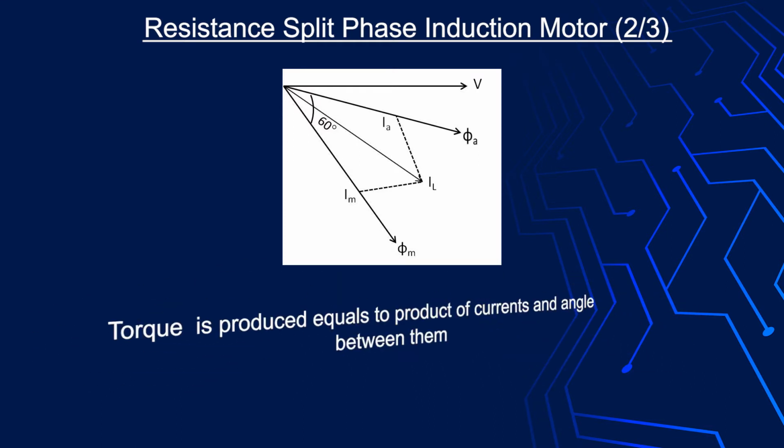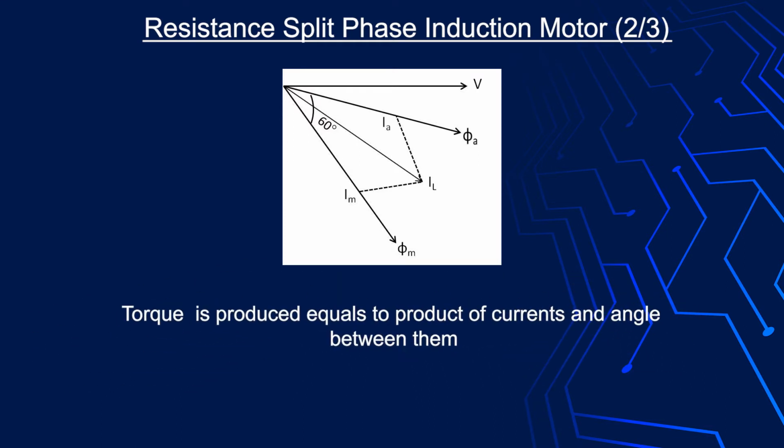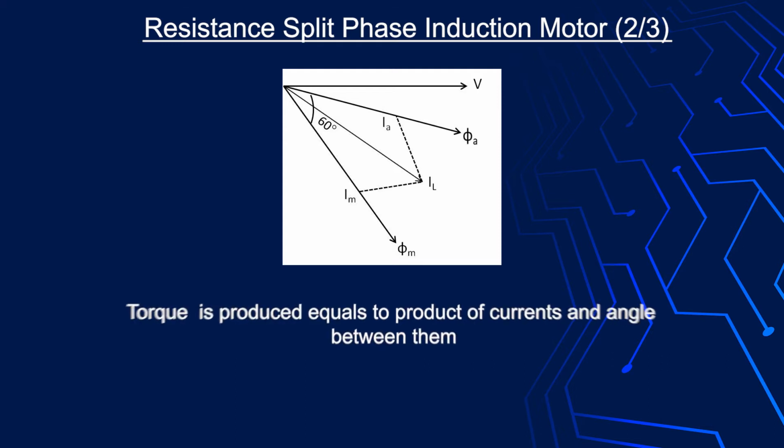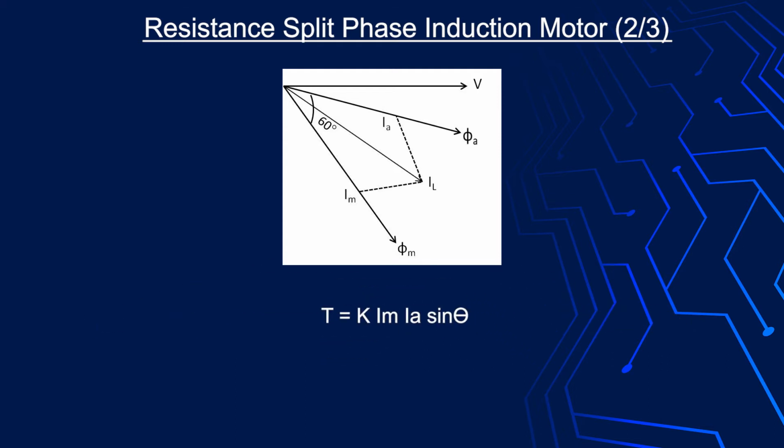Okay. Now when you have got a load current, that means torque is also produced, and this torque is equal to the product of both the currents and the angle between them. Now here both the currents are IA and IM, and the angle is theta, which is equal to 60 degrees here. So torque is equal to K IM IA sin theta.